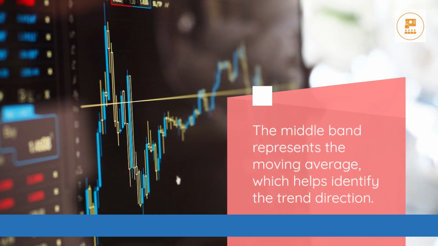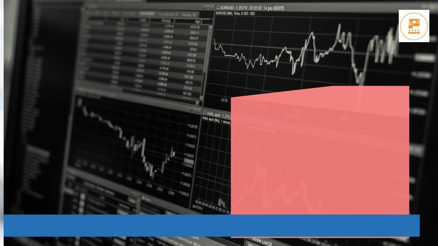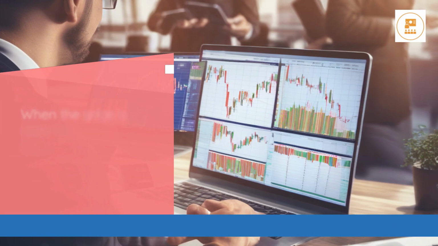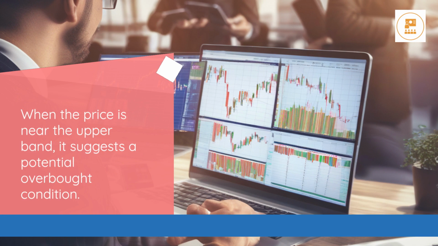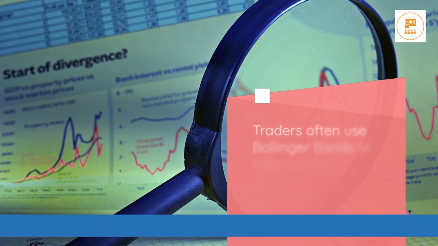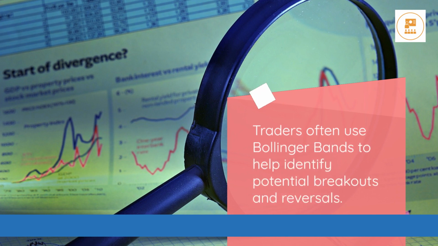The middle band represents the moving average, which helps identify the trend direction. The upper band indicates the resistance level and the lower band depicts the support level. When the price is near the upper band, it suggests a potential overbought condition. Conversely, when the price is near the lower band, it indicates a potential oversold condition. Traders often use Bollinger Bands to help identify potential breakouts and reversals.